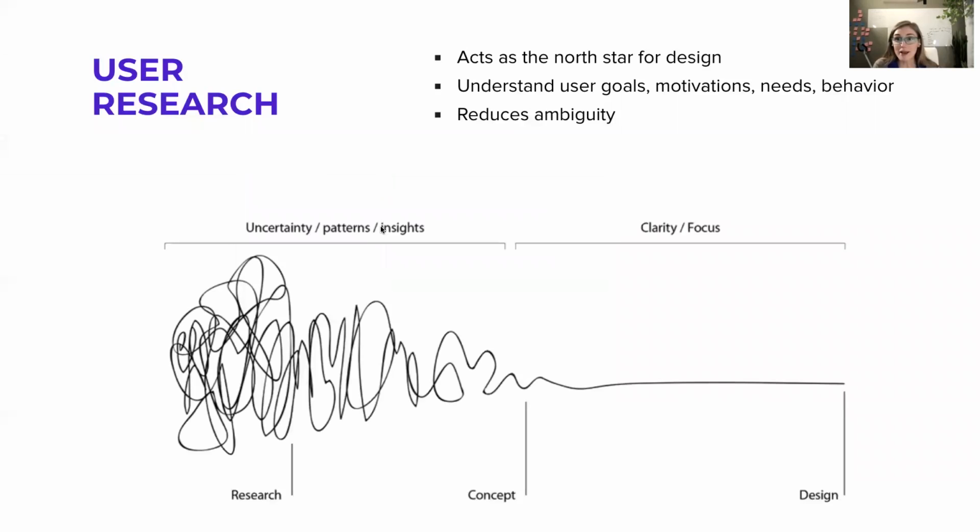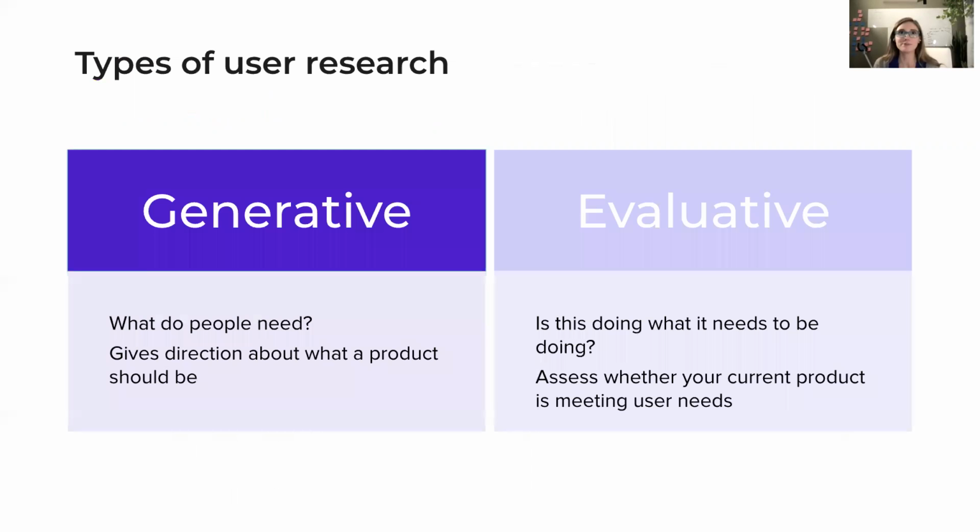So tying back to research, research is really meant to be this North Star for design. It helps us understand our user goals, motivations, needs, and behavior. And it's really meant to help us reduce ambiguity. We want to get rid of all the uncertainty, all the chaos in the problem space where we're not sure what to do or what direction to go, and get us to a point where we can have a concept that we can test and work through, and ultimately a design that has a clear point of view.